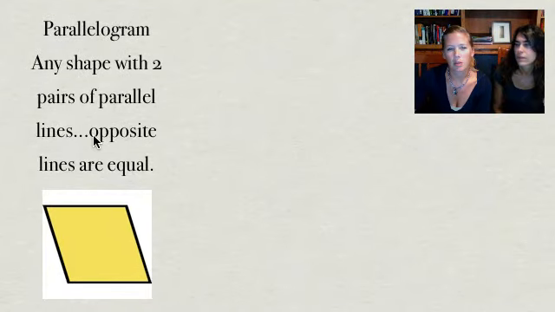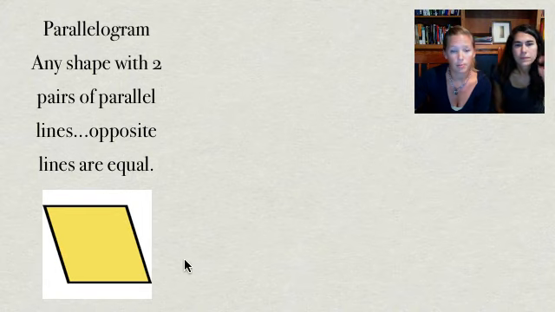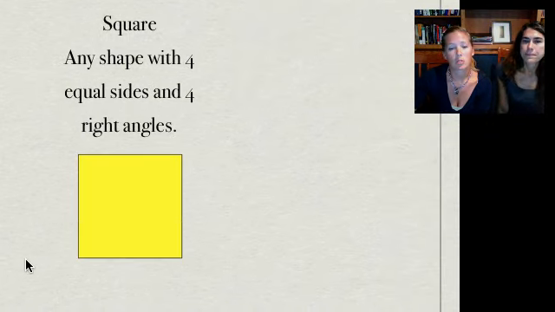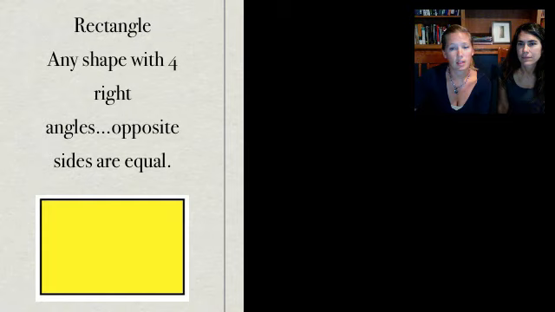Parallelogram. This is the only one I think you might have any trouble remembering, but it's any shape that has 2 pairs of parallel sides. So the opposite sides, if they went on forever, would never touch. And those opposite sides are also equal. Next one is a square. Any shape with 4 equal sides and 4 right angles. And the last one is a rectangle. Any shape with 4 right angles, but the opposite sides are equal.